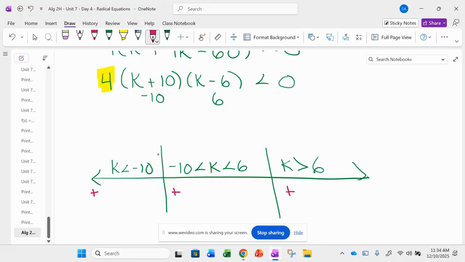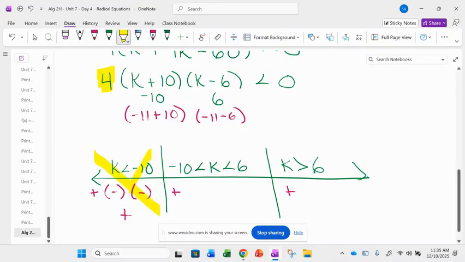And now I'm going to test a number less than -10. What number is less than -10? -11. So I'm going to test now -11 plus 10. All I care about is positive or negative. Do we all agree -11 plus 10 is a negative? And then -11 minus 6 is another negative. So if I have one positive and two negatives, what does that make? Positive. Do we want the product to be a positive? No, we want the product to be negative. So the first column X's out. What else X's out? The third column. We still have to check the middle column.